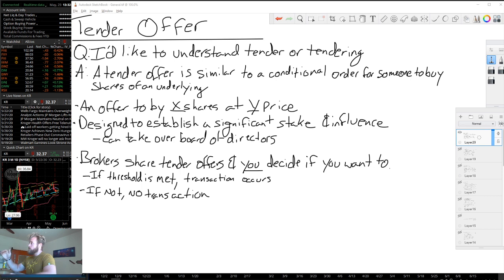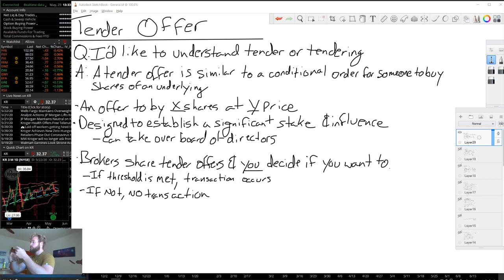They offer a certain price, and what happens then is the brokers take that offer to anybody who is a current holder of that underlying, and then essentially the investor gets to say, yes, I want to sell my shares at this price, or nope, I don't, and then you just keep your shares if you don't. But if you do say, I will sell my shares at this price, then there are two possible scenarios. One, if the threshold is met, then there will be a transaction, the threshold being the number of shares they wanted to buy.